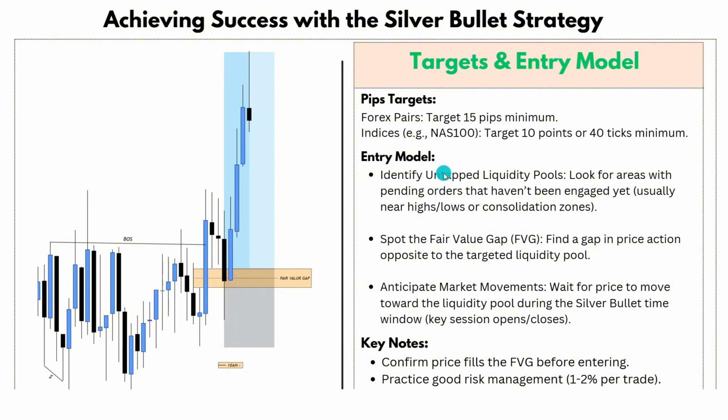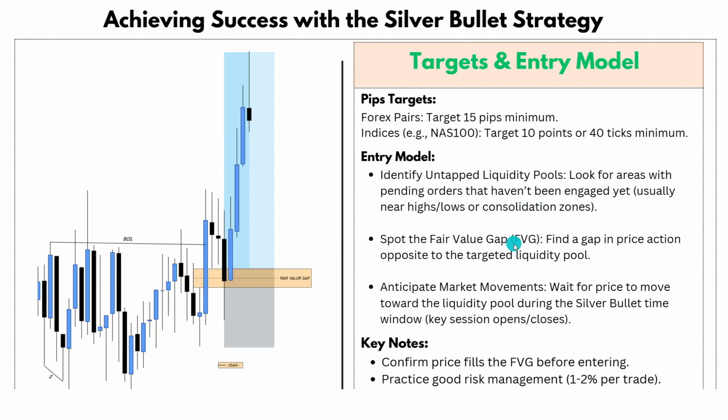The entry model right here is our entry model. Make sure you guys are taking notes or writing all of this down, because you will need this when you go on the charts to execute this strategy. For our entry model, number 1 is to identify untapped liquidity pools. Look for areas with pending orders that haven't been engaged yet, usually near highs or lows or consolidation zones.